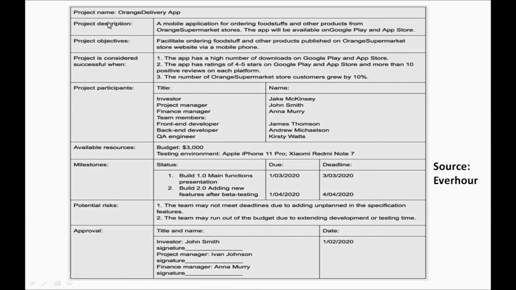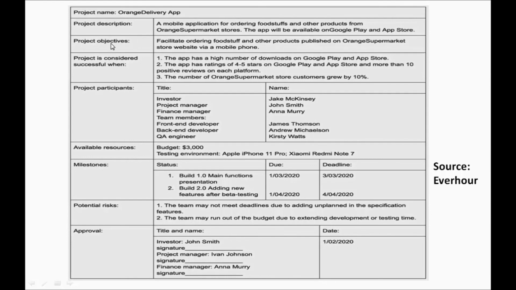You can see here also there is a template, but the template sections are different here. I already told you the template of a particular requirement document may change according to the project needs and according to the company, right, guys? So here you can see project description is there. It describes what the software is going to do. A mobile application for ordering foodstuffs and other products from Orange supermarket stores. This app will be available on Google Play and App Store.